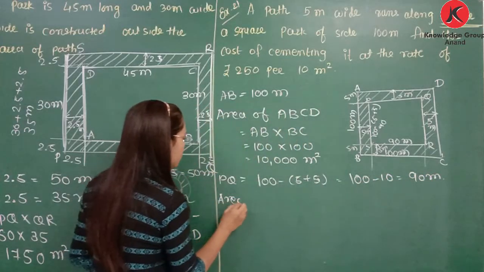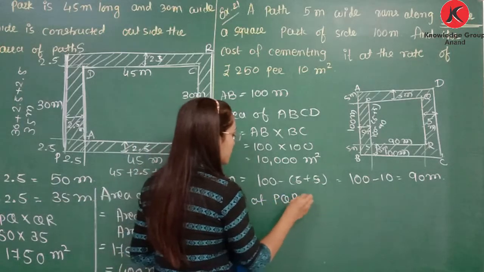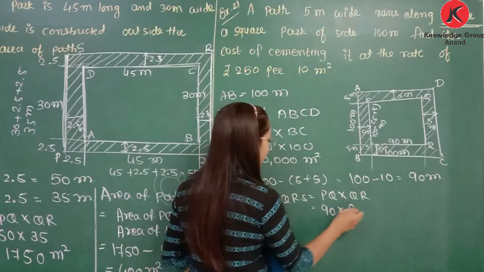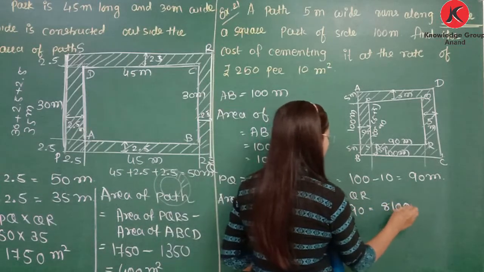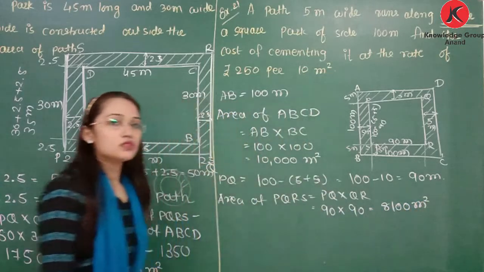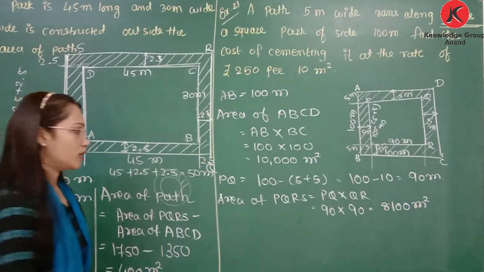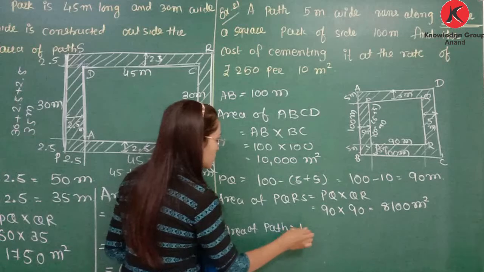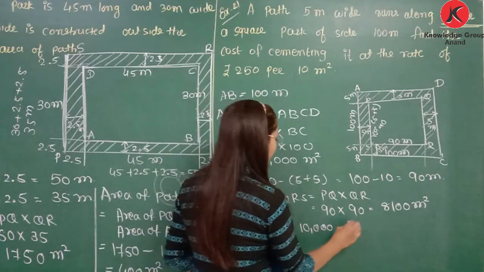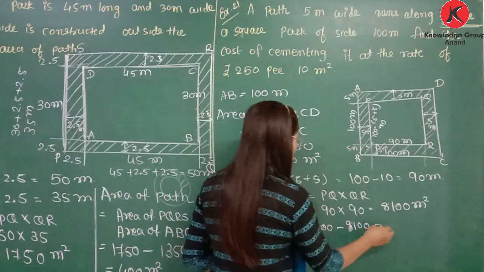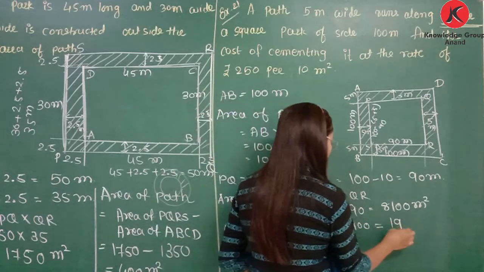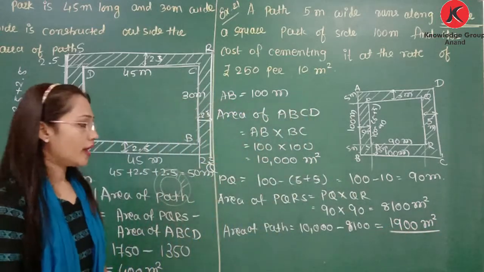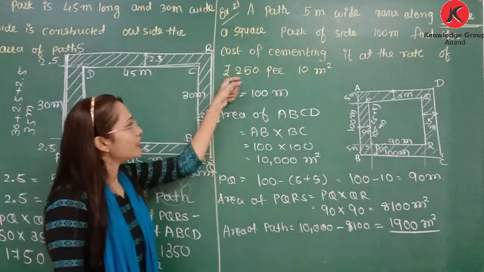So area of PQRS is equal to PQ multiply QR. That is 90 multiply 90. 8100 meters square. So area of path is equal to 10,000 minus 8,100. So that is 1900 meters square. That is what? Area of path. Now here we need to find the cost of cementing the path.